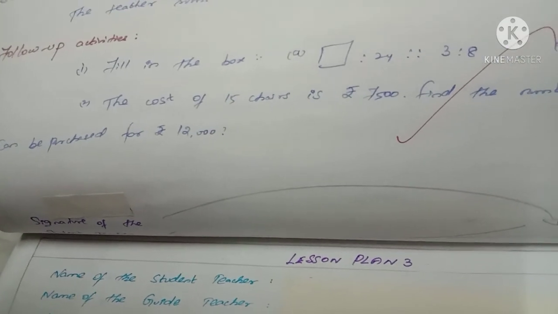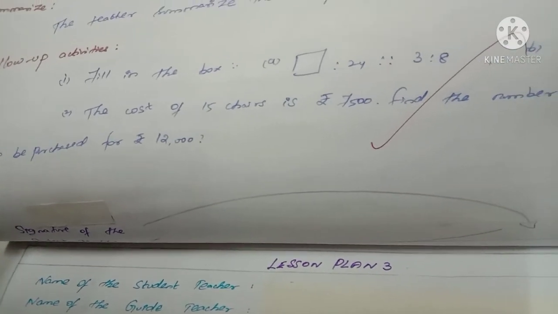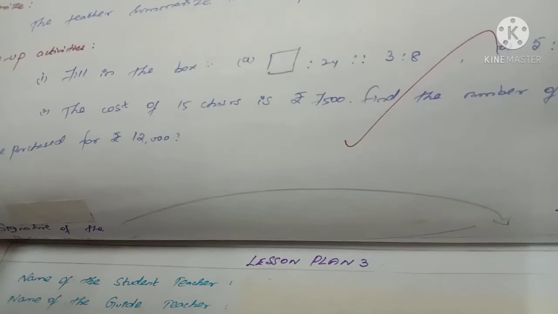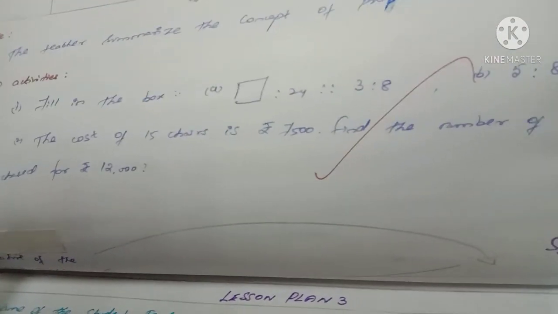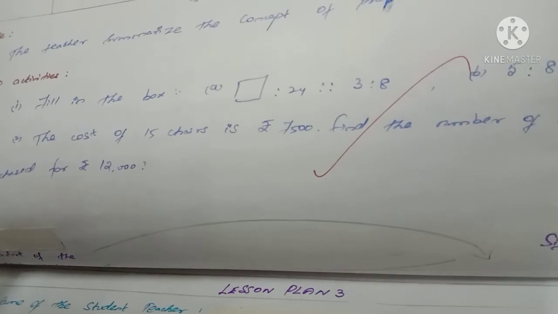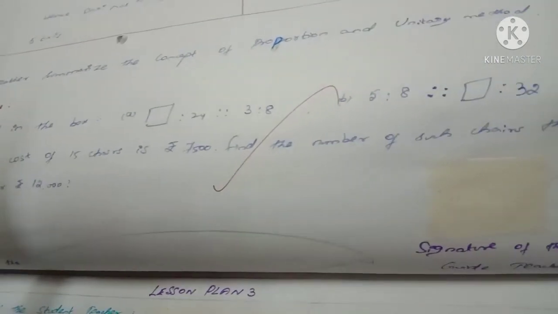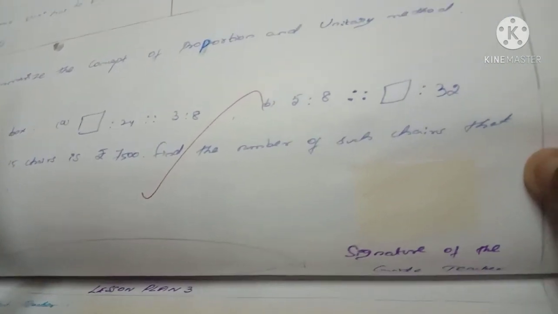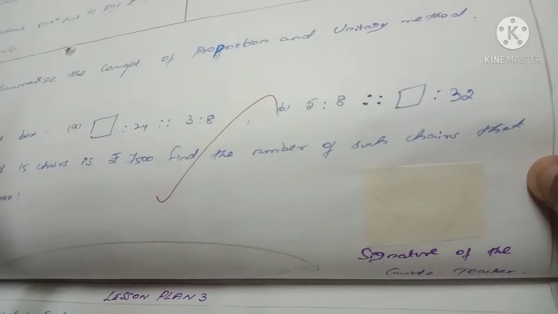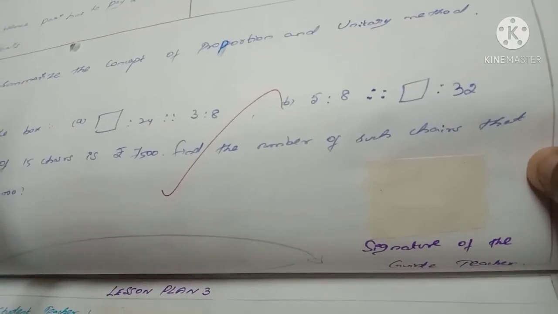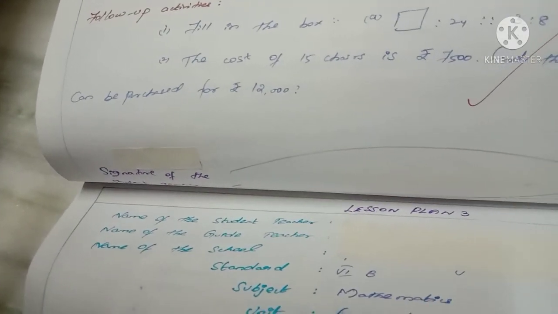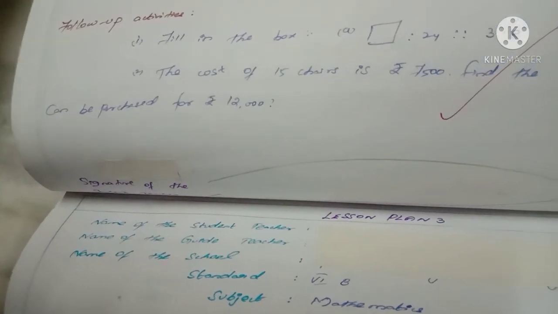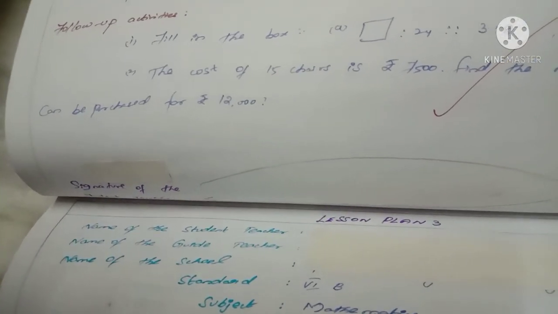Second one is the cost of 15 chairs is rupees 7500. Find the number of such chairs that can be purchased for rupees 12,000.